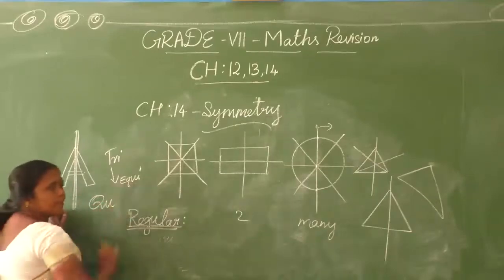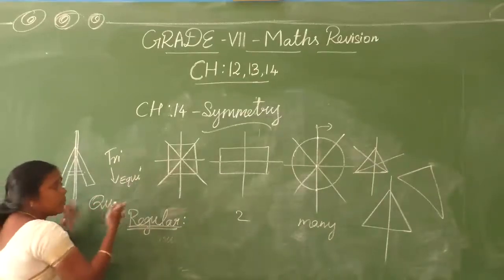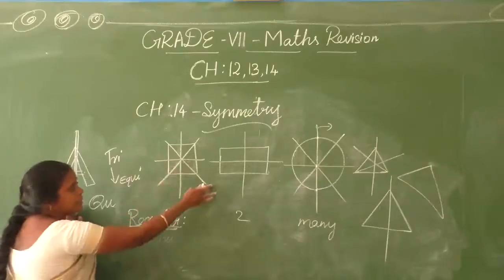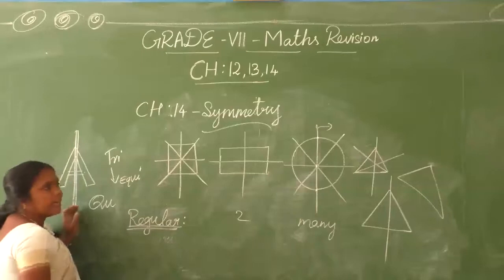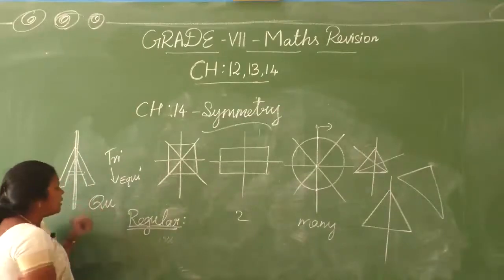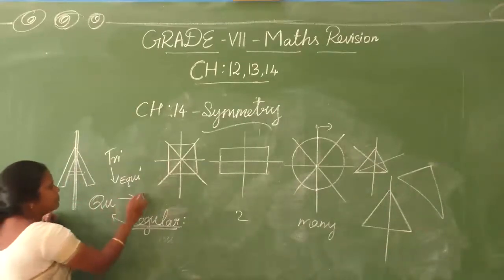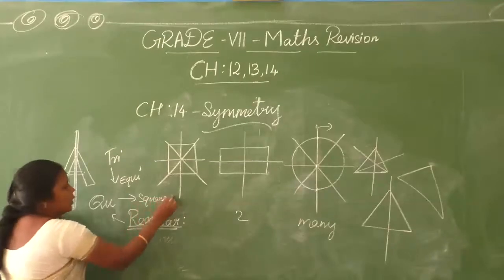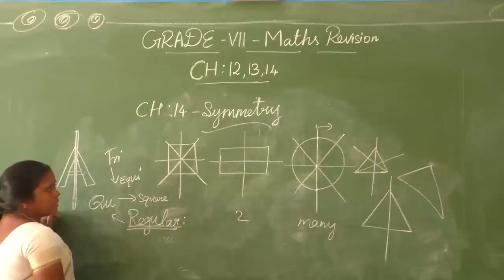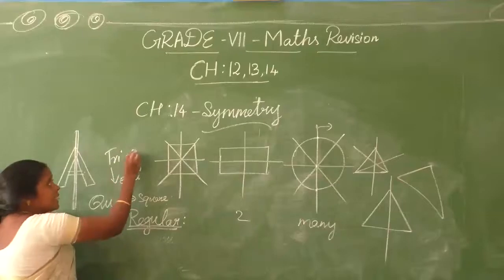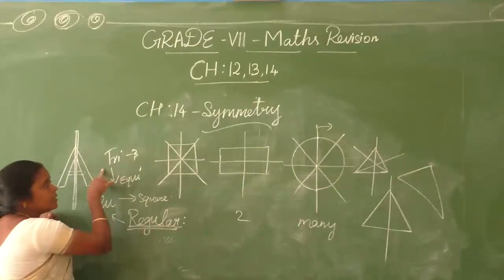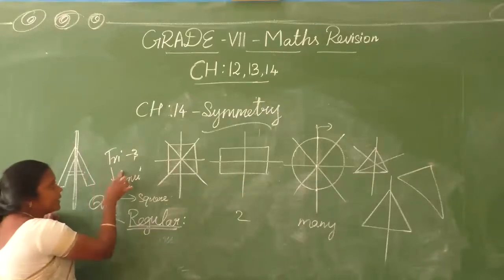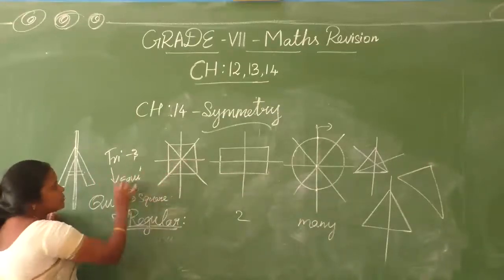Quadrilateral means a four-sided polygon. In that, many types are there: square, rectangle, rhombus, parallelogram, trapezium. These are in the quadrilateral category. In this, the regular quadrilateral means square only. It has four lines of symmetry. An equilateral triangle has three sides. If the figure is regular, in the triangle category, the classification that comes is equilateral.